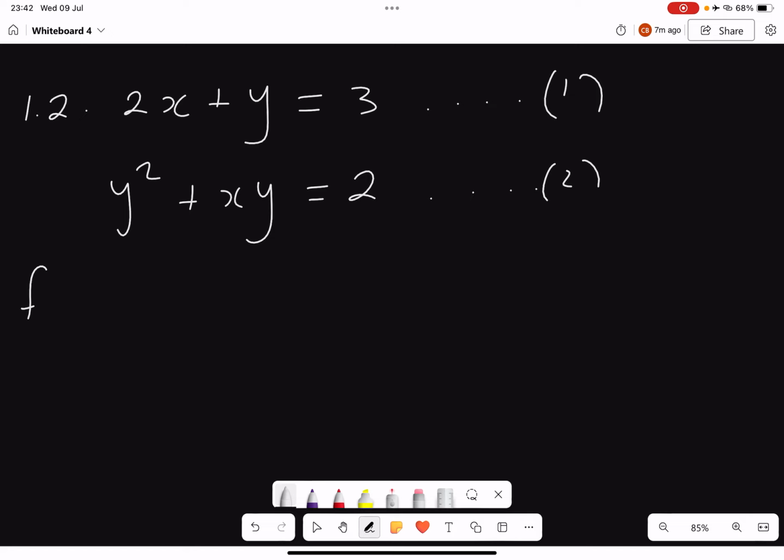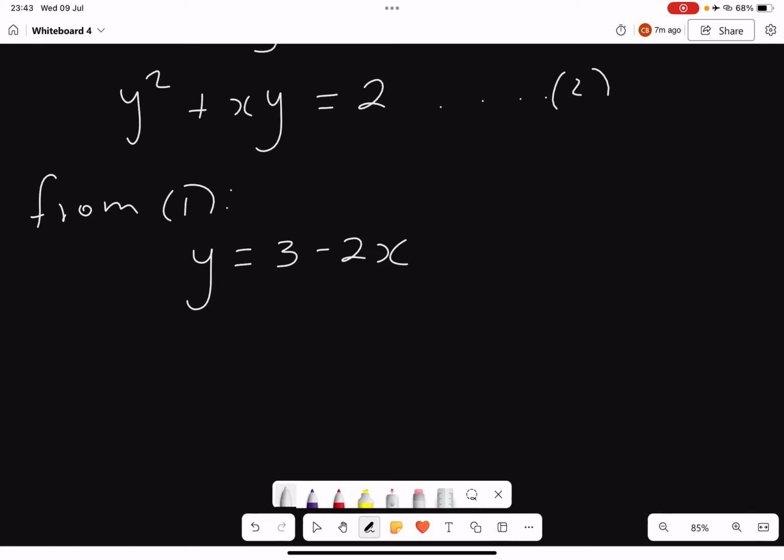So from 1, which is the first equation, we can rewrite it as y equals 3 minus 2x, to make y the subject of the formula, which is the simplest one to pick in this case. You always pick the simplest one and make it the subject. Which means I'm going to replace this y and that y with 3 minus 2x, because we're saying y is that.